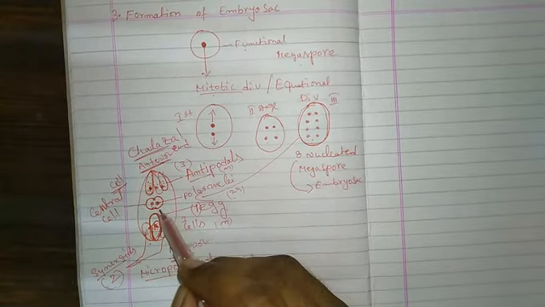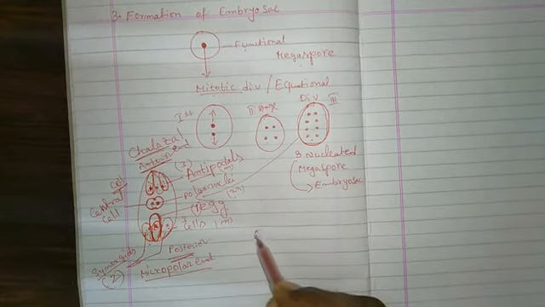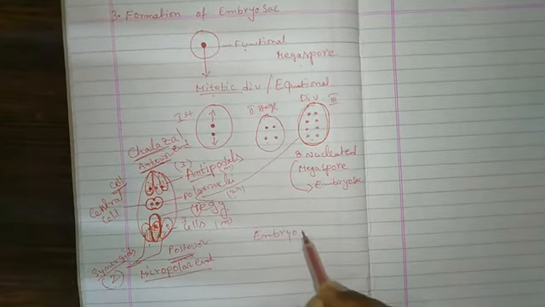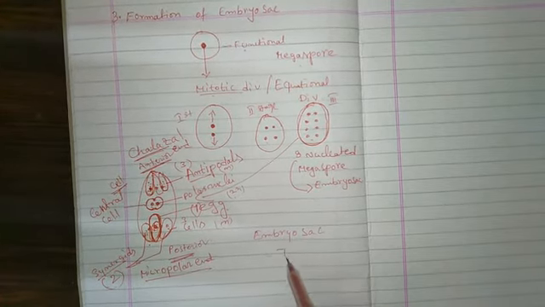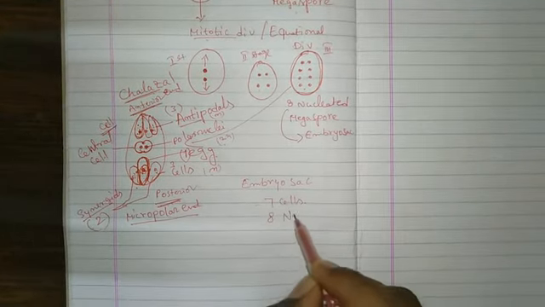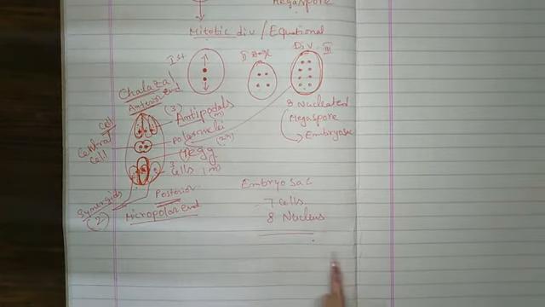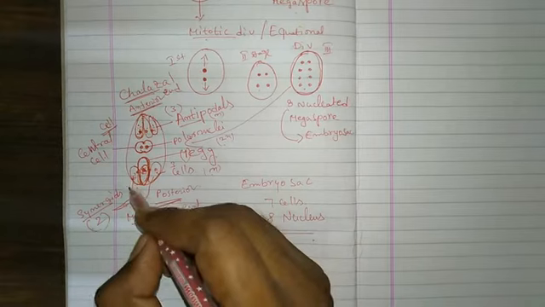And how many nuclei are present in the embryo sac? In the embryo sac, 7 cells are present and 8 nuclei are present.